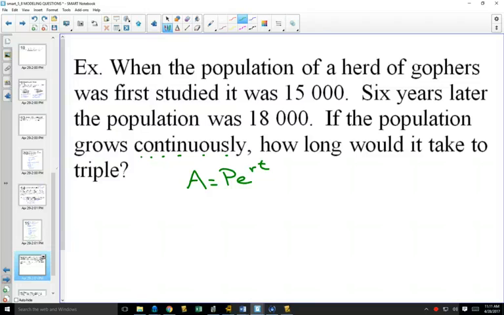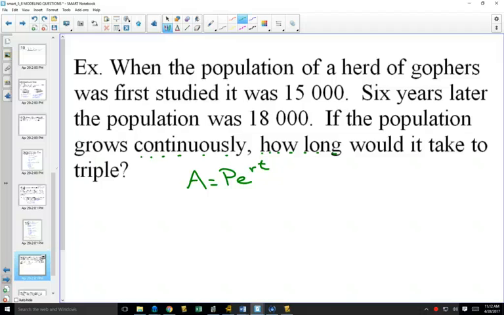What are we trying to find? We're trying to find out how long. So we're going to solve for t. But when I read my question, in order to solve for t, you need to put in a value for p and a value for r. Can you see in this question you don't know what r is? There's a problem there. Because in order to solve for t, you need to know all the other variables.